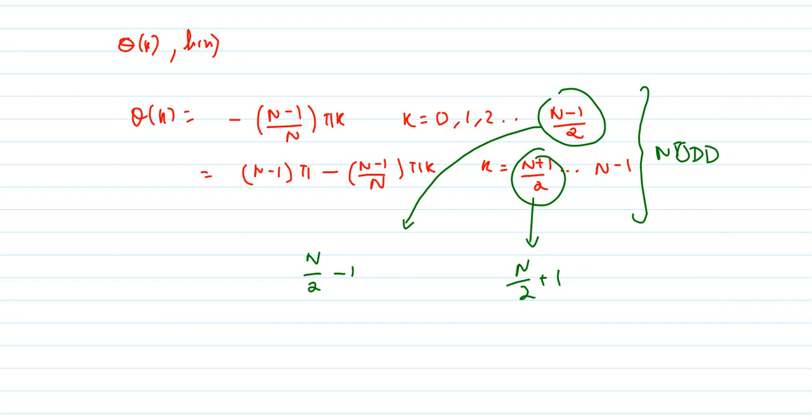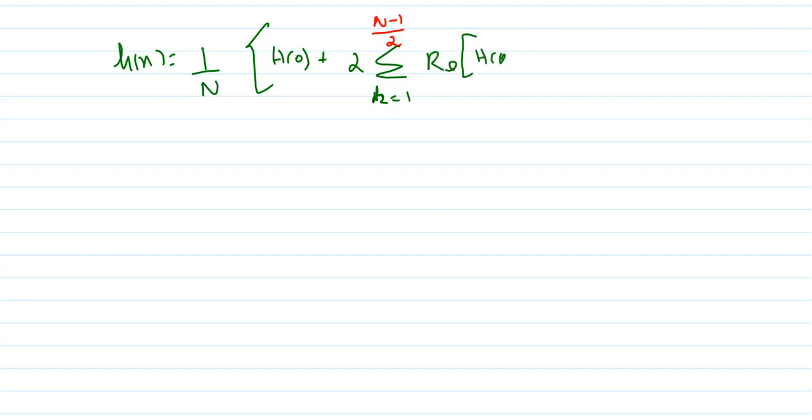Similarly, the value of h of n is given as 1 by n, h of 0 plus 2 times the summation for k equal to 1 up to (n minus 1) by 2, the real part of h of k e power j 2 pi n k by n. This is the formula when n is odd.